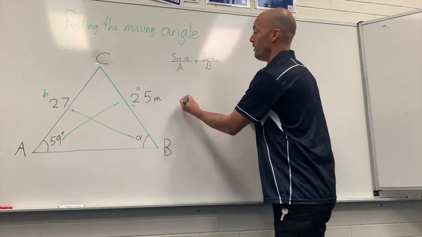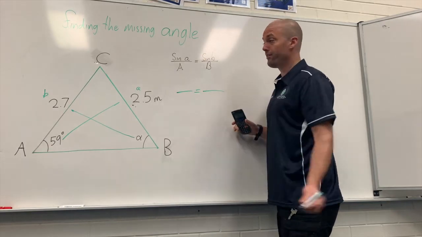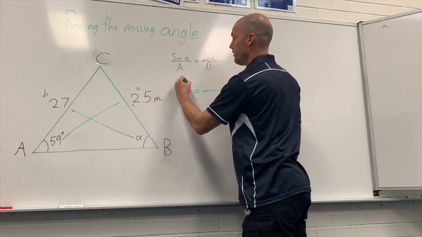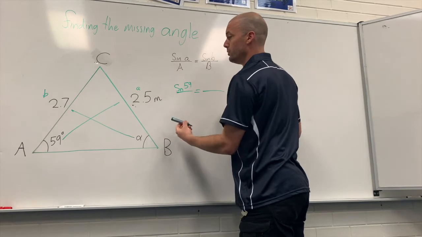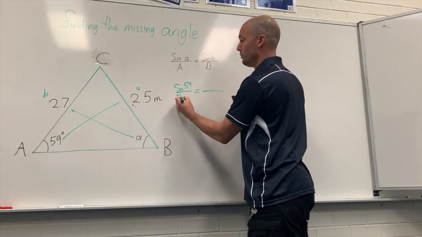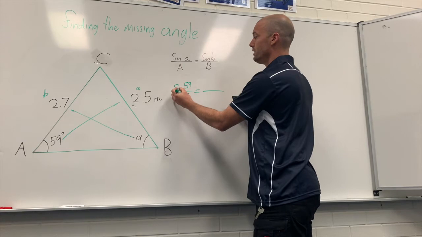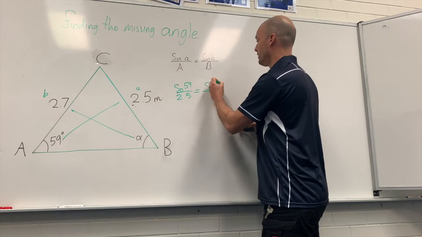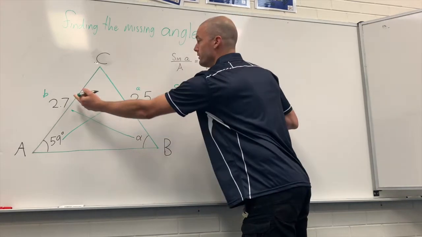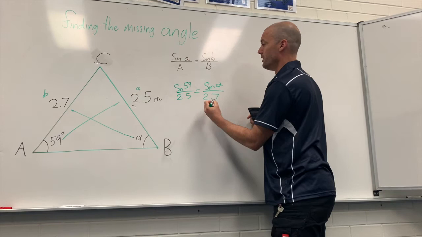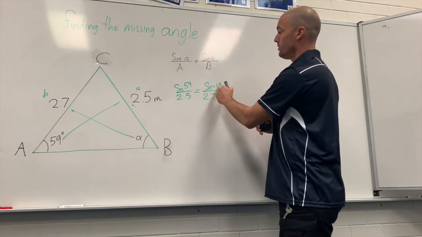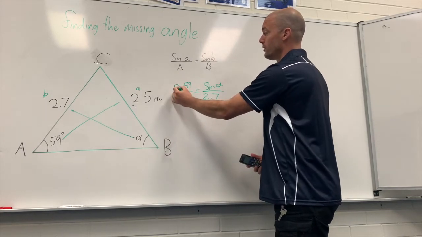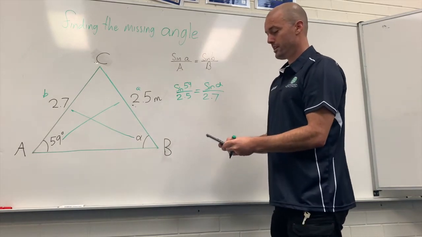So now we fill it out with what we have. Angle A is 59, so sine of 59 divided by 2.5 is equal to sine of angle B, which we don't know, divided by 2.7. So they're the same thing. We can't do this one because we don't know what that is yet, but we've got everything we need to do this one. So get the calculator.